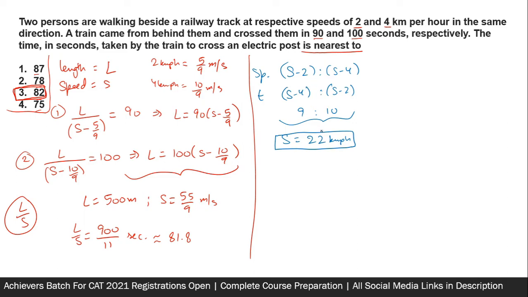So that bit of calculation is saved. Okay, so 9 and 10, the difference of 1, and here it is a difference of 2. That means this must be 18 and this must be 22, which gives 18 and 20, which gives me the value of S as 22.